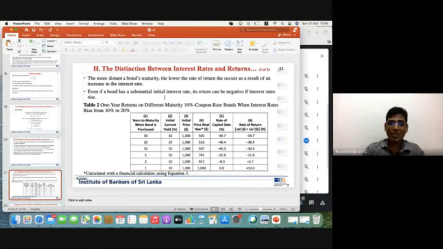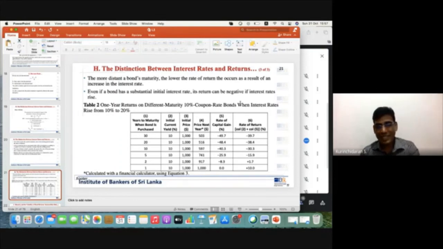That's what I say. More distance of bond maturity. When the distance of bond maturity increases, the lower the rate of return that occurs as a result of an increase in interest rate. Right? When there is more distance, you will have more impact on your rate of return because interest rate increases.